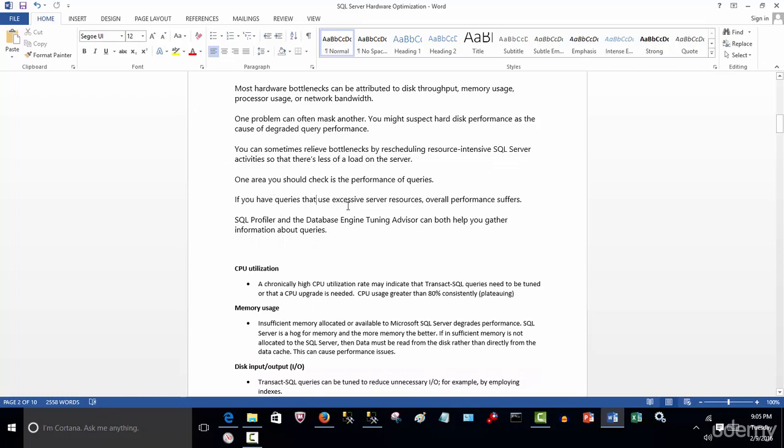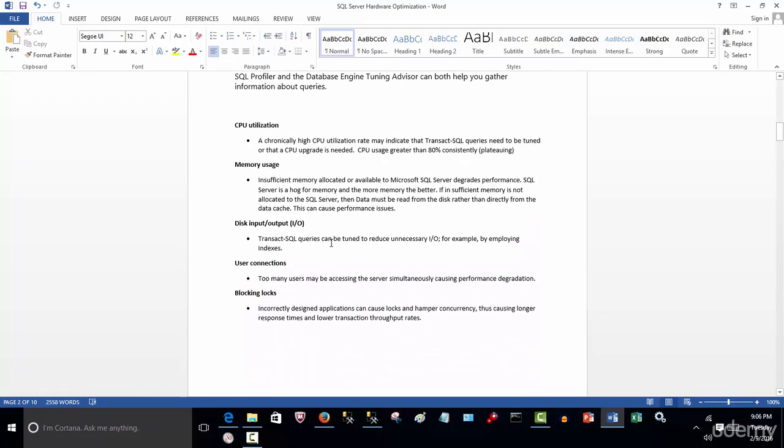Obviously, one area you should check for performance is queries. As I've mentioned, indexing is important, and the utilization of SQL Profiler and the Database Tuning Advisor are great tools in determining what queries you can fine-tune. And we've gone over that before as to how to determine which queries are taking a long time to execute. So once you can do that, that will help in SQL performance.